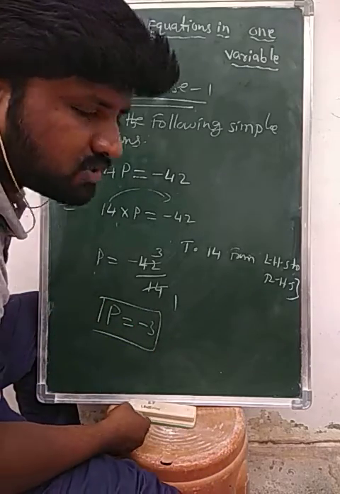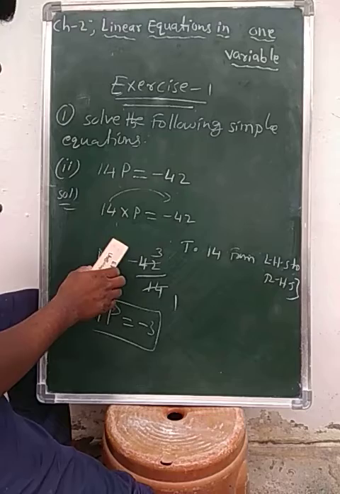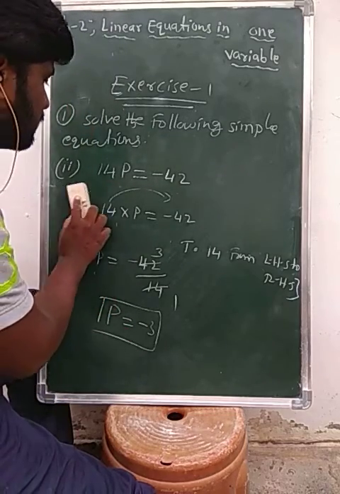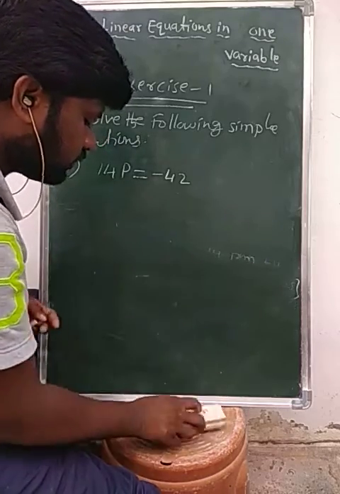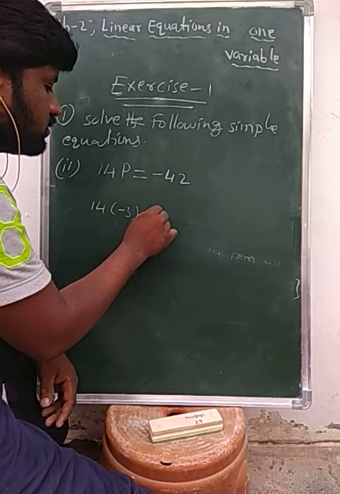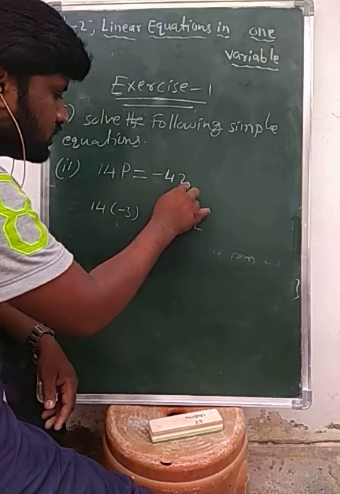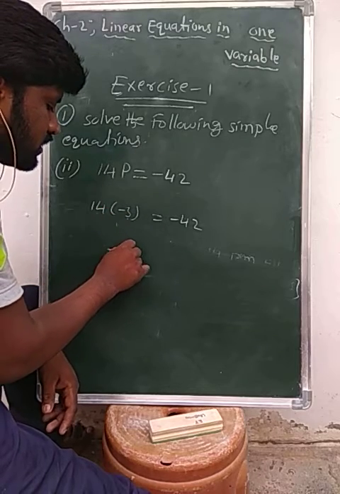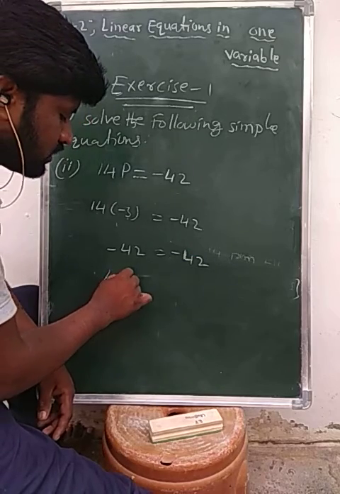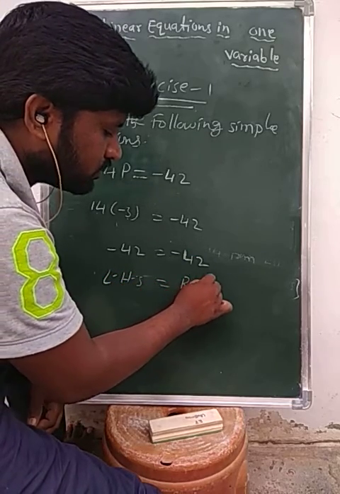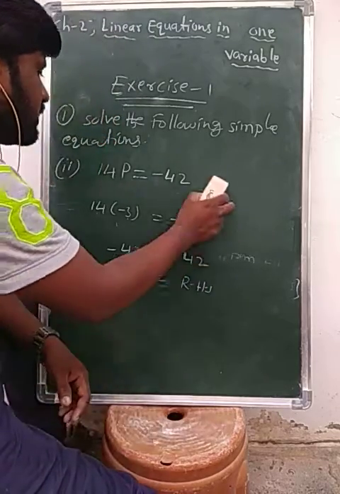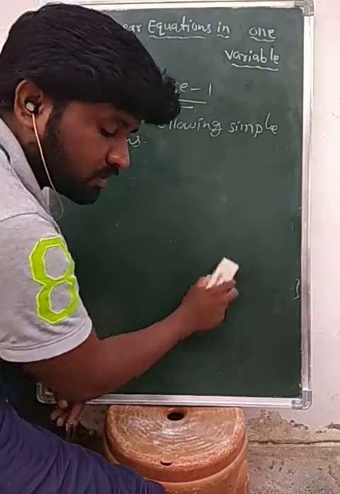Let us go for the verification. Let us verify once. We got the value p equal to minus 3. In the place of p, we substitute minus 3. 14 into minus 3 is minus 42, that is equal to minus 42. Clearly we get LHS is equal to RHS.